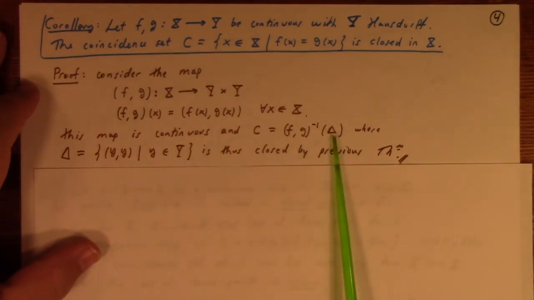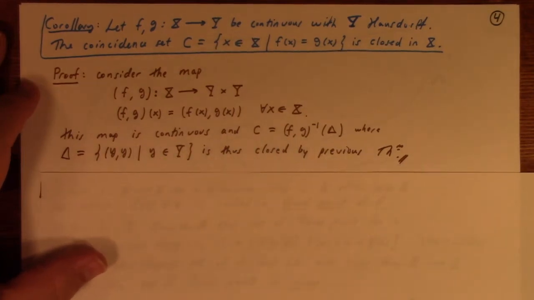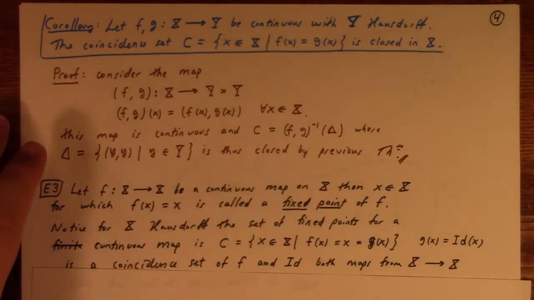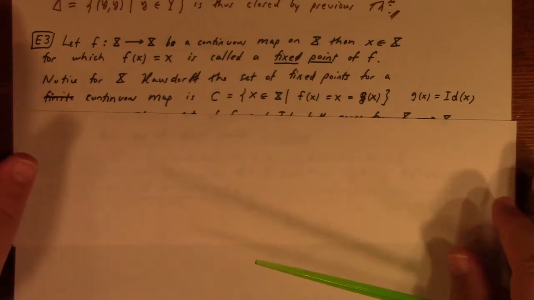Right? Because we know the diagonal is closed by the previous theorem. Hence, the coincidence set is closed. So that's pretty nice. That has applications to the theory of fixed points, among other things.